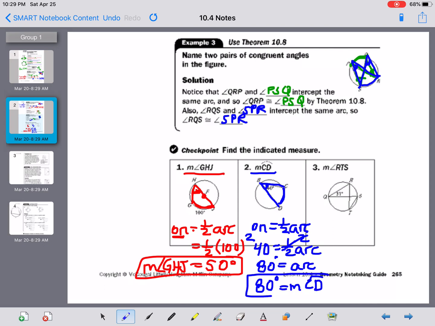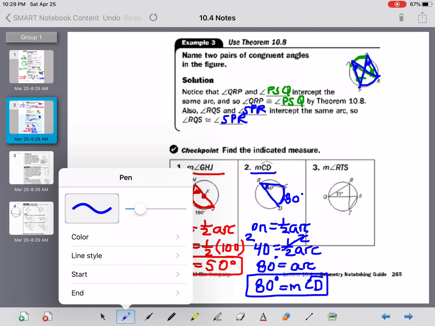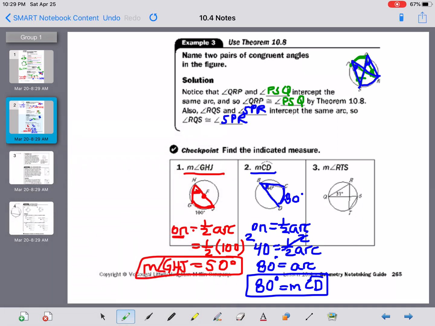And I will tell you, the more you label your pictures, especially when I get some bigger pictures in the homework, the better it is. So when you find answers, if you can, label it in your picture, especially if you need to use that same picture for multiple answers down the road. All right, last one on this page. I'm looking for angle RTS.